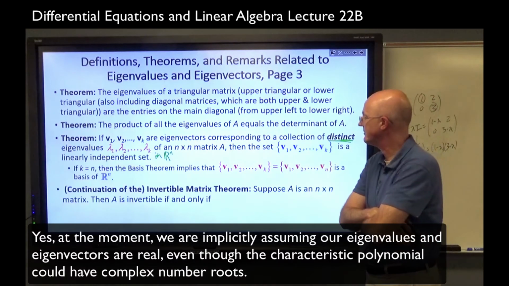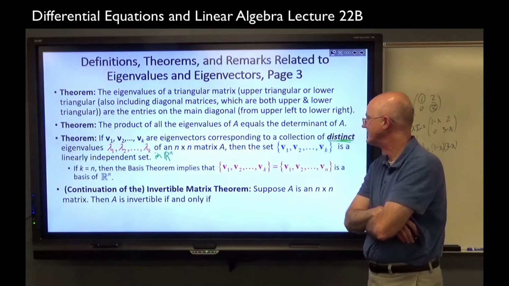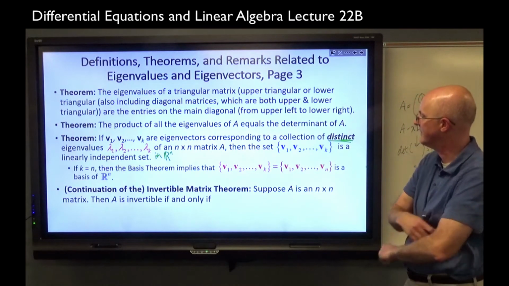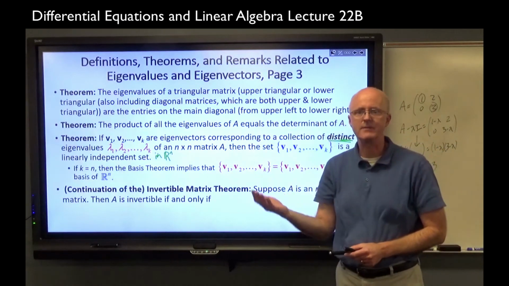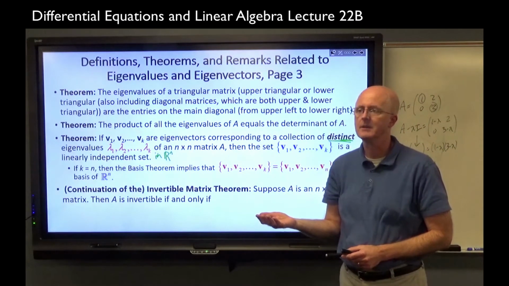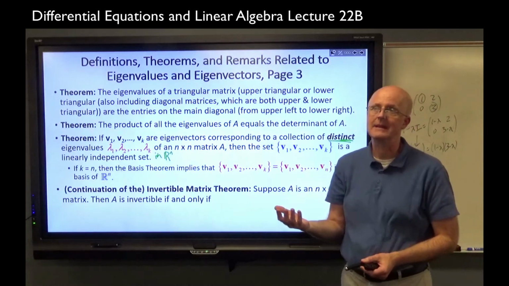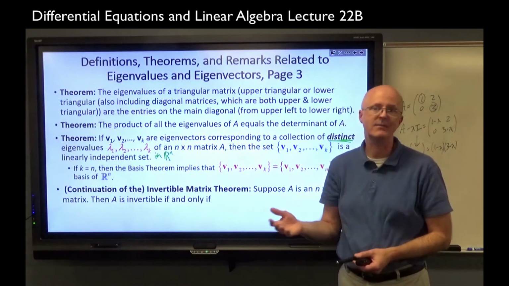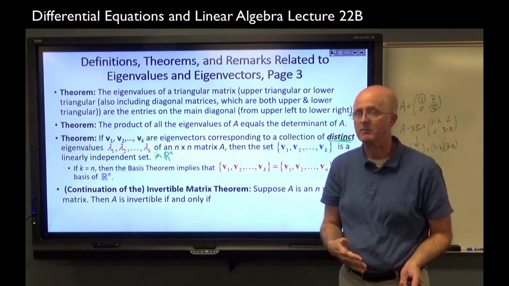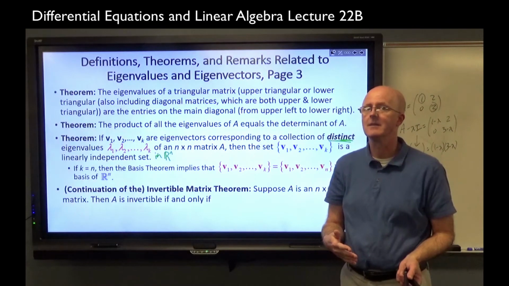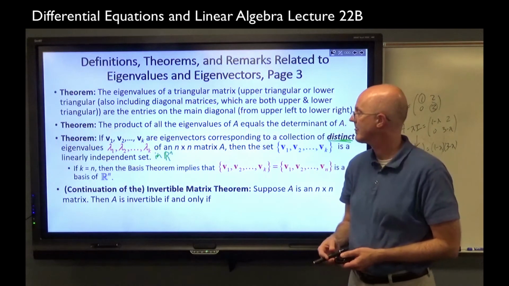We can continue the invertible matrix theorem here. Suppose A is an n by n matrix. Then A is invertible if and only if... what have we seen before? It's invertible if and only if its determinant is non-zero. It's invertible, non-singular, if and only if its columns are linearly independent, if and only if its columns span Rn, if and only if its columns form a basis for Rn. Those are all equivalent to A, an n by n matrix being invertible.